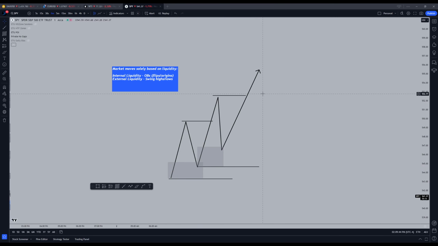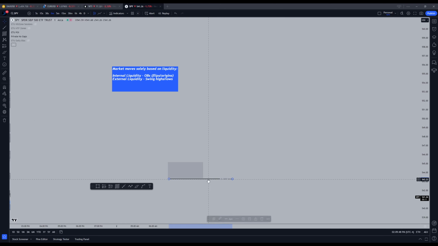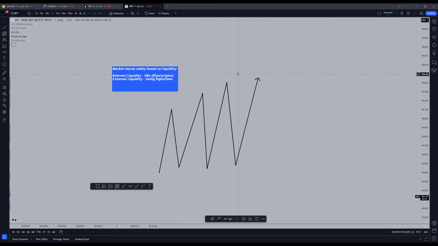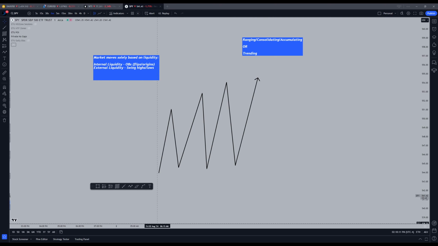Now what makes it different is if we're in a range, that's when it differs. If we're in a range, remember, you guys should know that of market conditions, we mainly have two. The market is either ranging, consolidating, or accumulating. These all mean the same thing. Or it is trending. Those are the only two main overall market conditions that we will have, right?